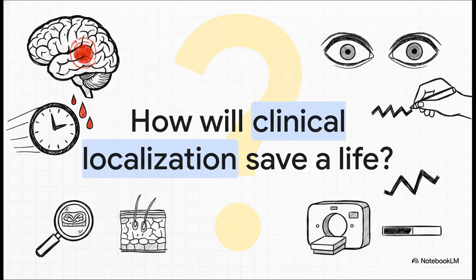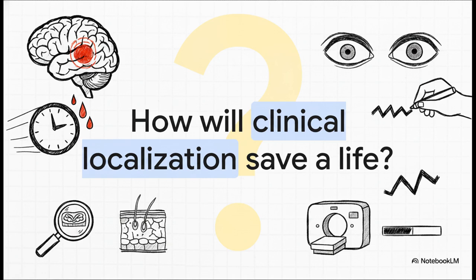So I'll leave you with this final provocative thought. You know the bleed is likely to expand. You know that minutes literally equal brain tissue. In the race against an expanding hematoma, how will your mastery of clinical localization save a patient's life before the CT scanner even warms up?